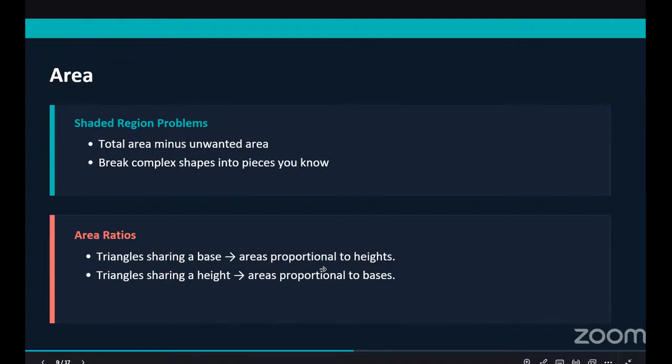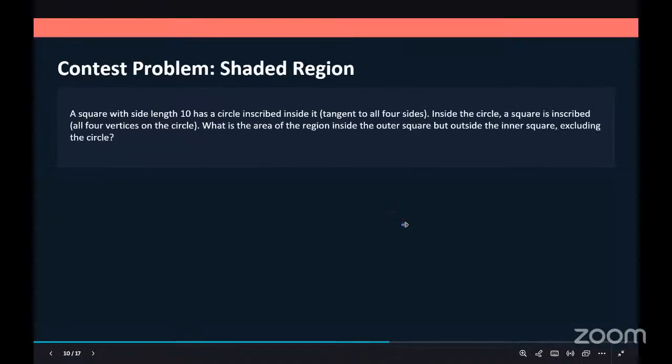Then moving on to area ratios. Like I mentioned before with the 3, 4, 5 or similar triangles, this comes back to area ratios with triangles that share a base. Their areas would be proportional to heights, and triangles that share a height, their areas would be proportional to their bases. It's all just the ratios. Okay, you guys have a few minutes to complete this problem.